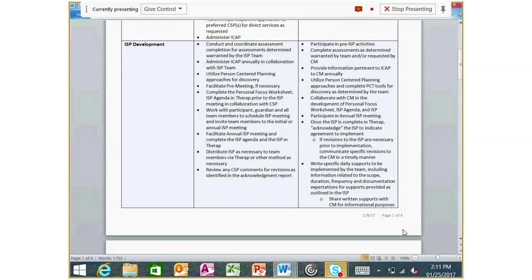So that service and support section should be active now, and case managers can go in and update that information, and CSPs can go back and look at it as well to see what services need to be implemented and the frequency.